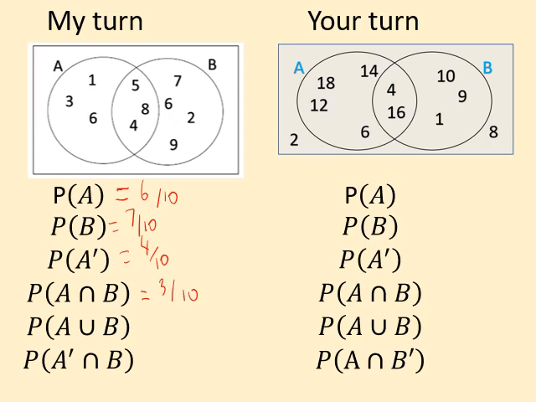out of 10. Next one, we've got A union B, so A or B. That's anything that's in either of the two circles. So we've got 10 numbers in total there. So we're going to say that that is 10 out of 10.